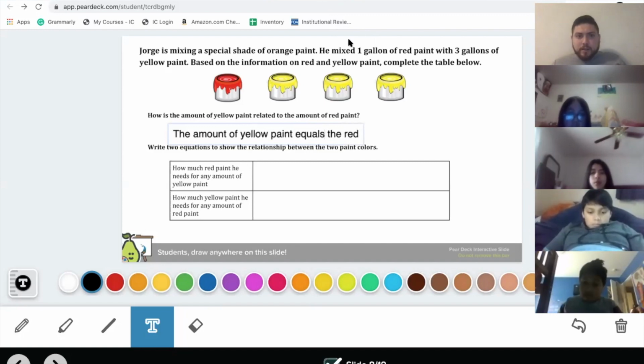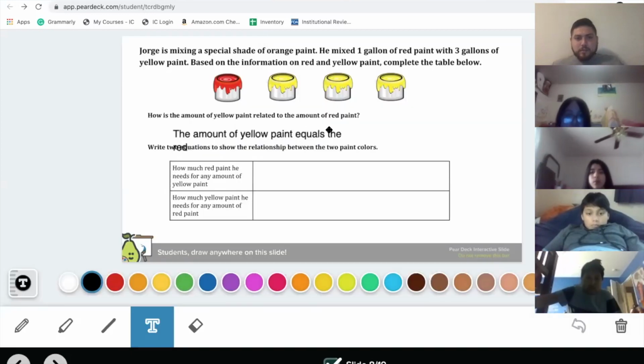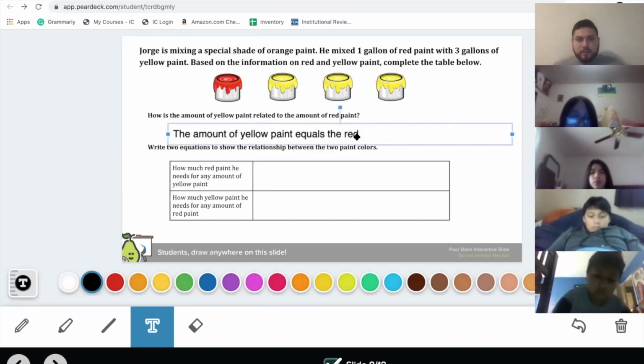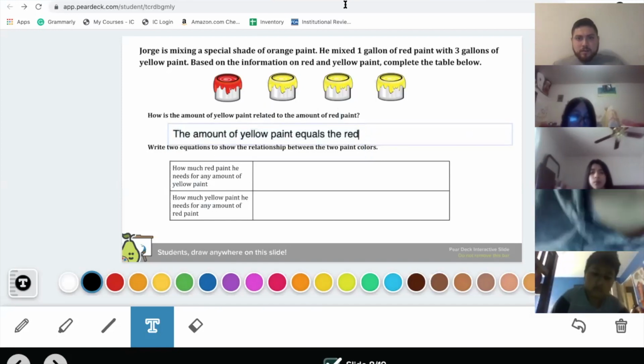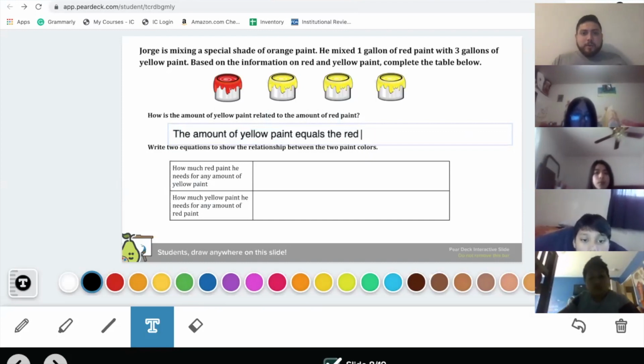the red. So if you look at the slides, what did we do for every single one of these to the red paint? We took the red paint and we did something to it. So the amount of yellow paint equals the... Yasmin put the amount of yellow paint equals, exactly, Yasmin. The amount of yellow paint equals the red paint times 3. That is absolutely correct.